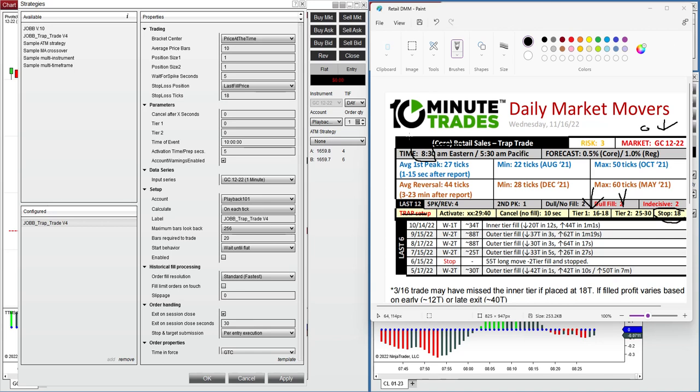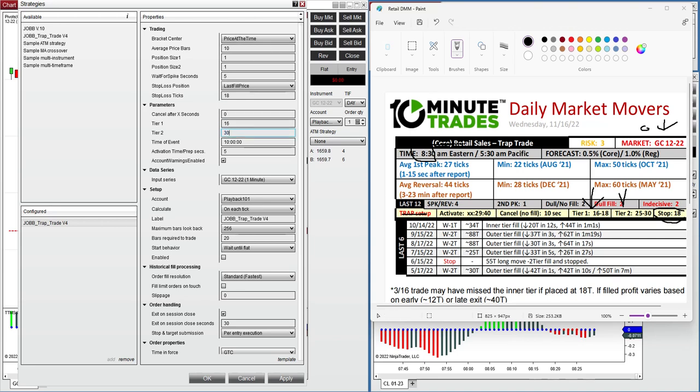In the trade room, I usually have an idea exactly how I want to do it, but absolutely you can use the range. It's okay. So let's say for this trade, I'm going to use 16 for Tier 1 and 30 for Tier 2.